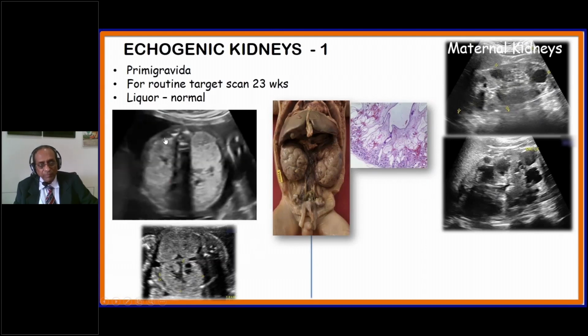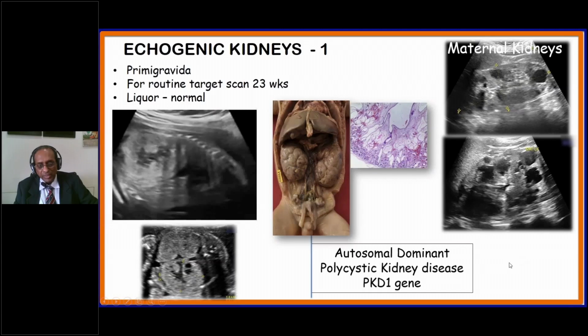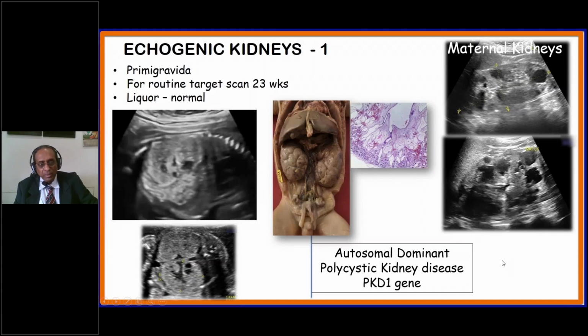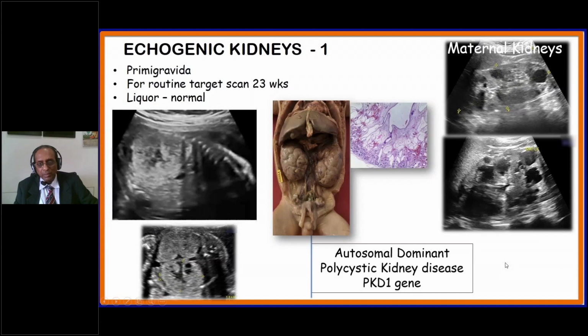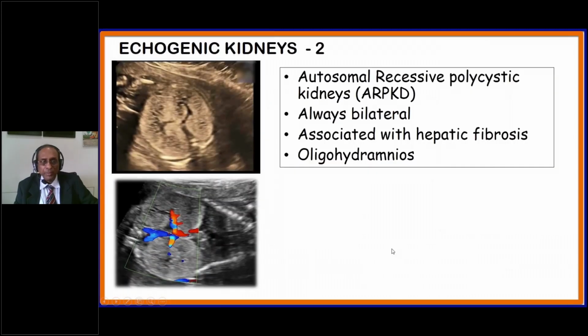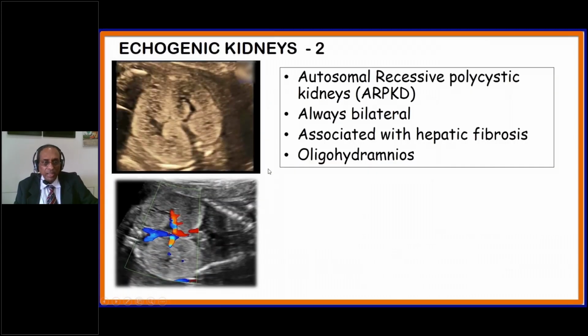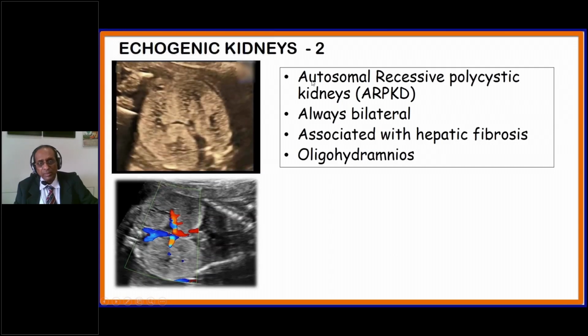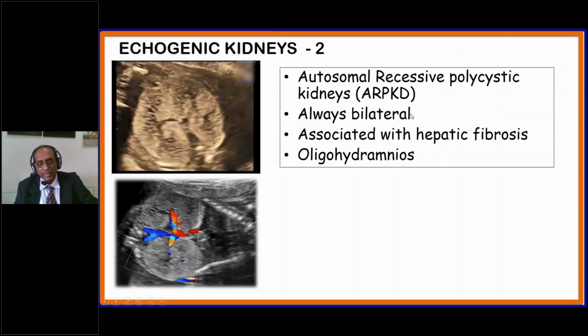So it's important that whenever we see enlarged echogenic kidneys in the fetus, we should screen the parents for possible evidence of polycystic disease. In such a case, the diagnosis of autosomal dominant polycystic kidney disease can be arrived at. And of course, there is an opportunity to do molecular testing to identify the gene mutation to help them in subsequent pregnancies.